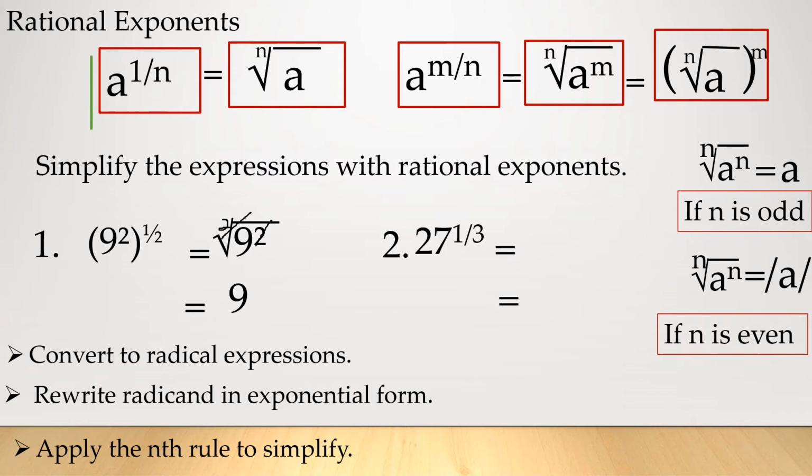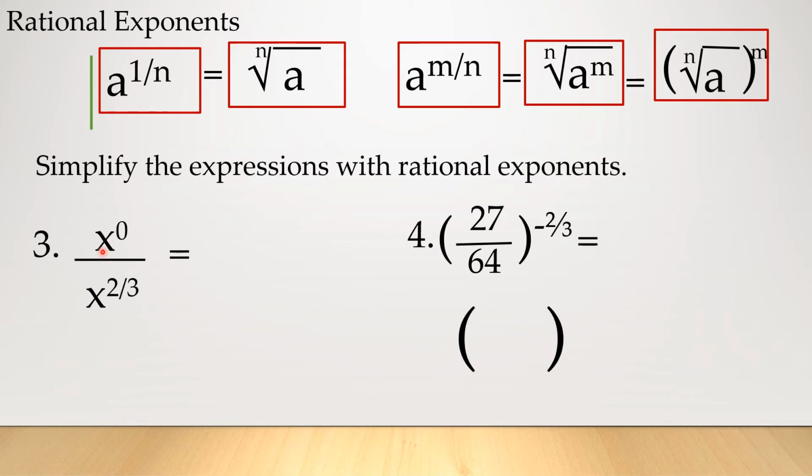So that is 9. If I have here 27 raised to 1/3, it means the index is 3, so that is the cube root of 27. So what number raised to 3? The answer is 27. It means that is 3. So in exponential form, 27 is equal to 3 cubed. So the cube root of 3 raised to 3 is simply equal to 3. So you notice the index and the exponent are the same, and this n is an odd number, so simply that is a.